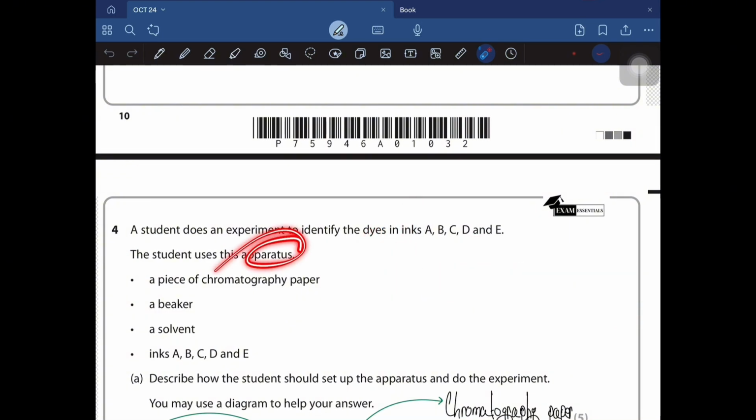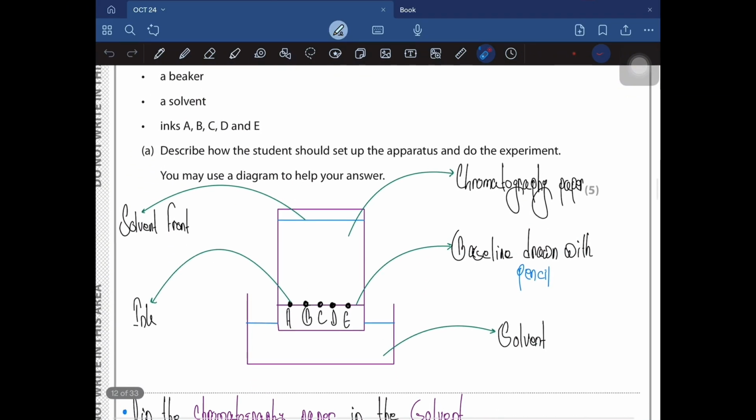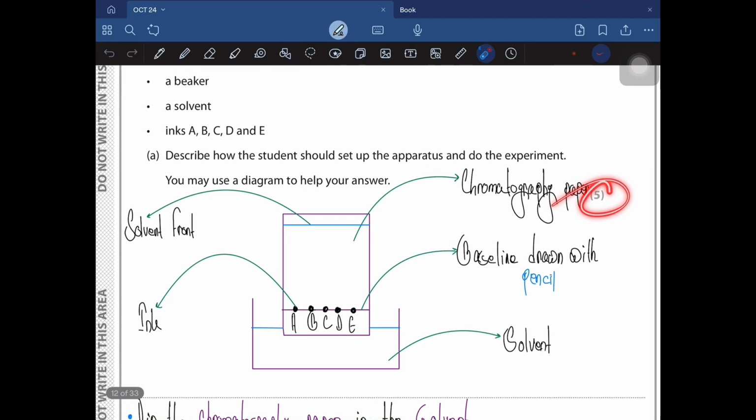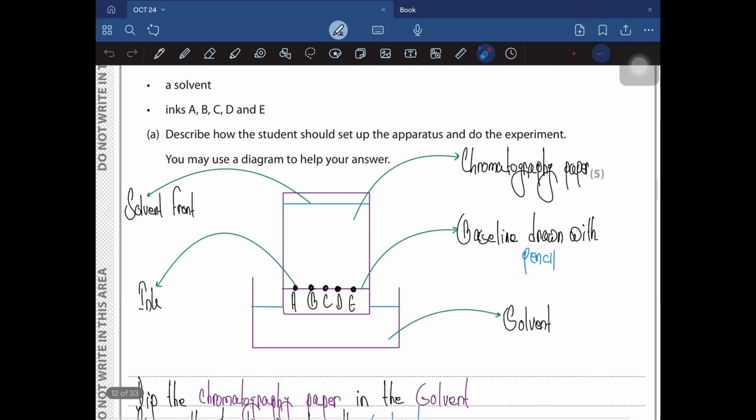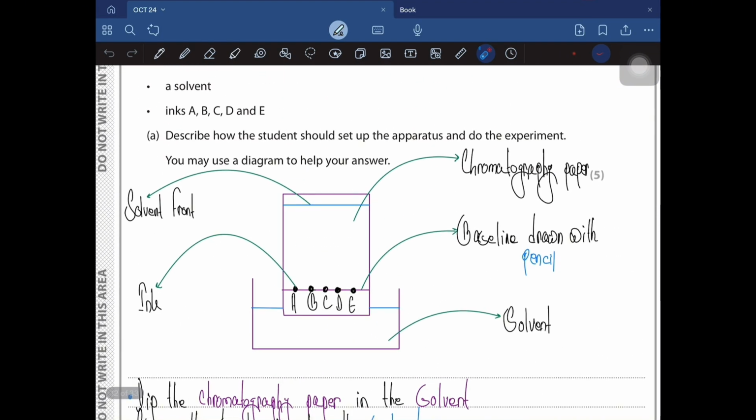The student uses this apparatus: a chromatography paper, a beaker, a solvent, inks A, B, C, D. Describe how the student should set up the apparatus and the experiment. You may use a diagram as well. For this type of 5-mark question, I would first of all draw a diagram, because when you draw these diagrams, you do not need to explain word by word. So basically, this is the chromatography paper, this is the solvent, this is the beaker, these are the inks.